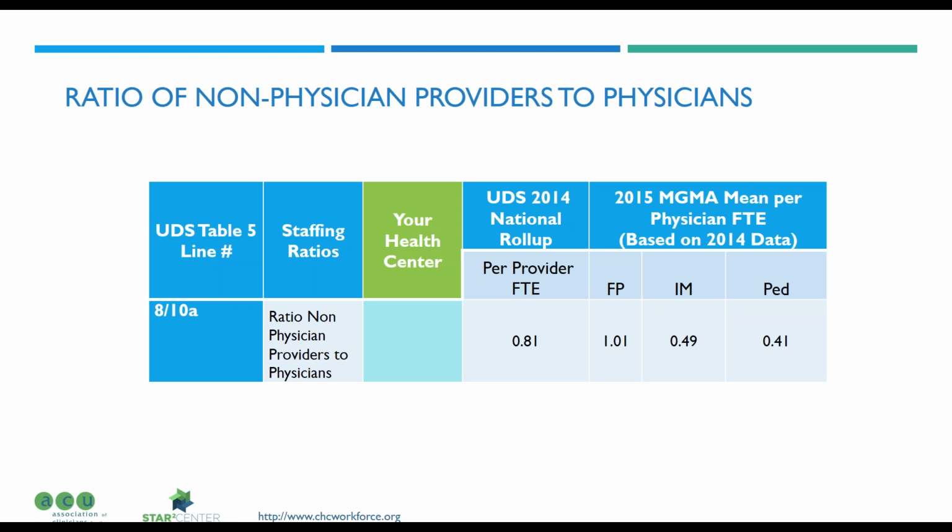We put the UDF in there for 2014, and the ratio of non-physician providers to physicians for UDF 2014 is 0.81. So for every one physician provider, there are 0.81 non-physician providers. And that's the roll-up for the whole country. And it could be different by state, and if you don't have that information, it should be available on the UDF website.